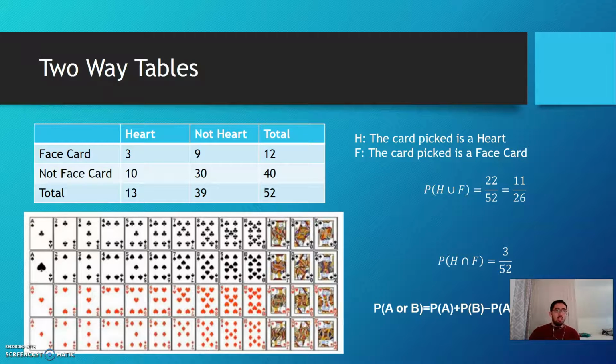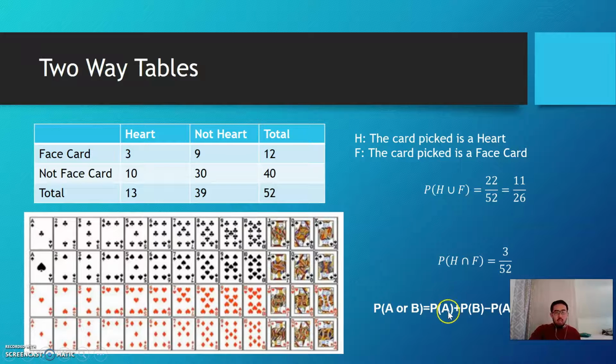Now, here's the general probability rule for addition. This is the relationship between intersection and union. The A or B is the union, and the A and B is the intersection. So A and B can be any events. I just want to be clear on that. The reason why I didn't write it as H and F is that this is the general probability formula. So I just want to show you that this actually works.